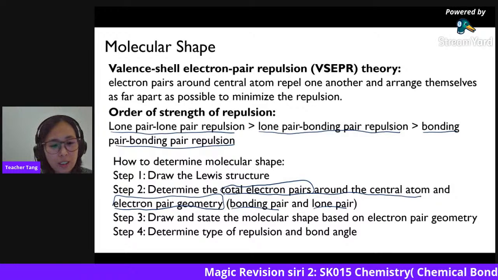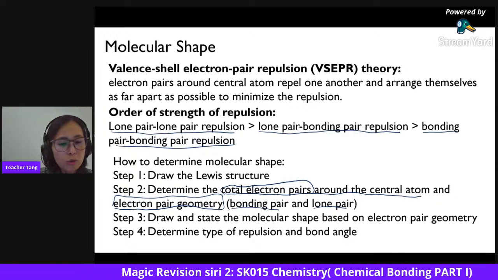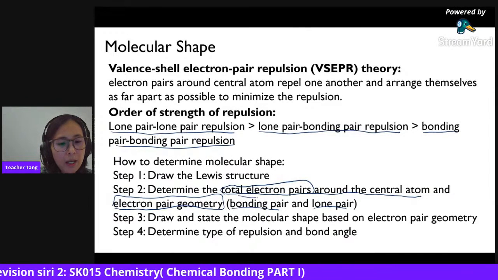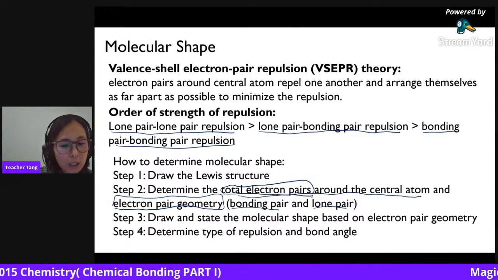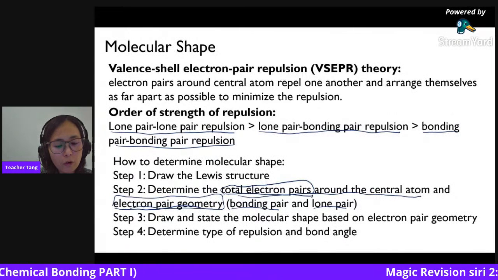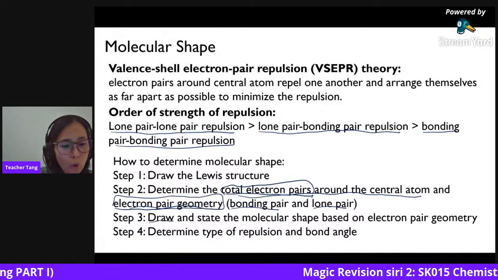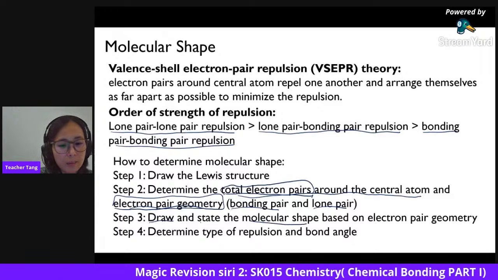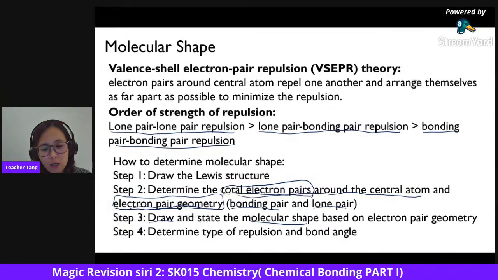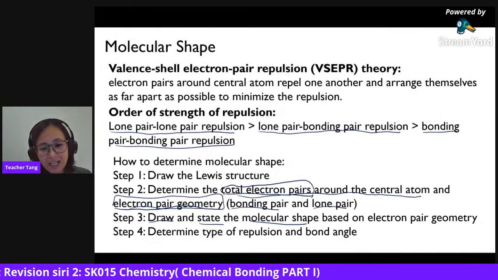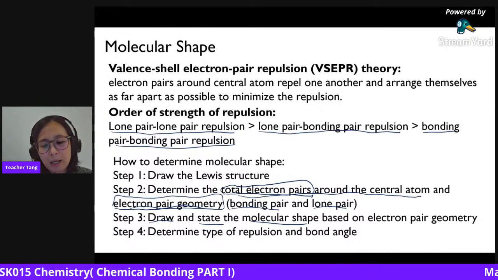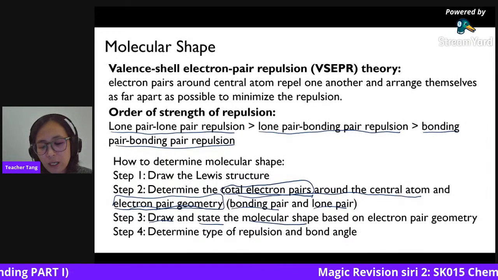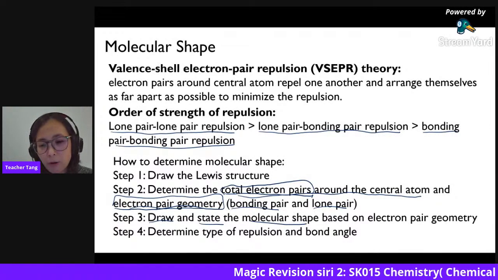That's why it is very important in step 2 to determine the total number of electron pairs around the central atom. Then you determine the electron pair geometry in order for you to draw the molecular shape in step number 3, and then you can state the molecular shape. And in step number 4, if the question asks about the bond angle, you need to determine the type and also the strength of repulsion from the molecular shape in order to determine the bond angle.